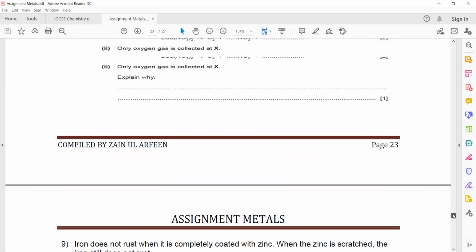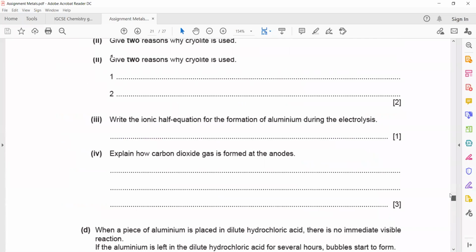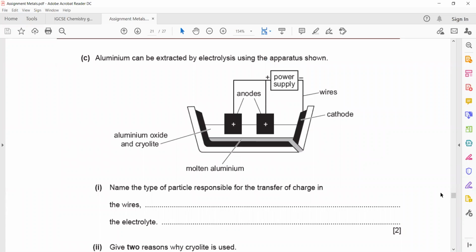So these are the questions related to extraction of aluminium. So today we discussed how aluminium can be extracted from its ore. Next period, we'll discuss extraction of iron, zinc, and at the last, lead. Any doubt related to the class today?